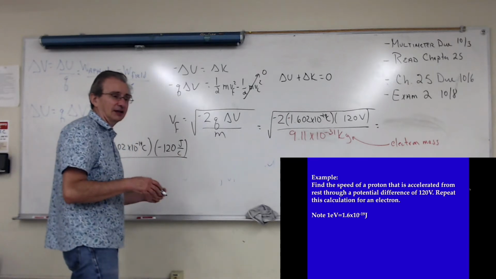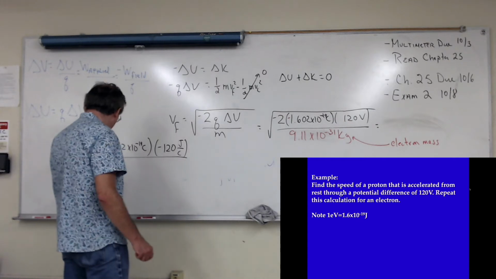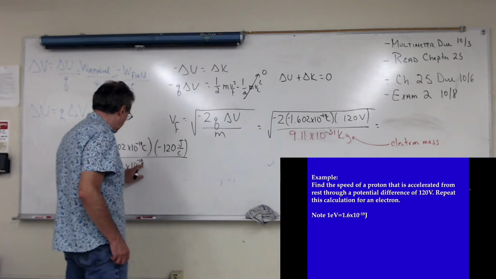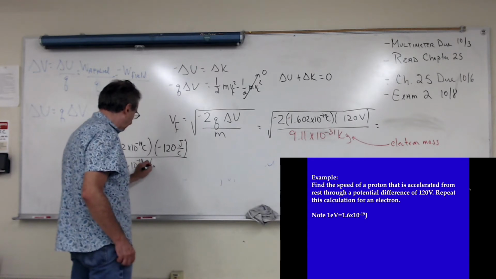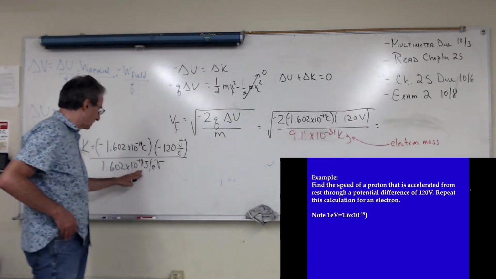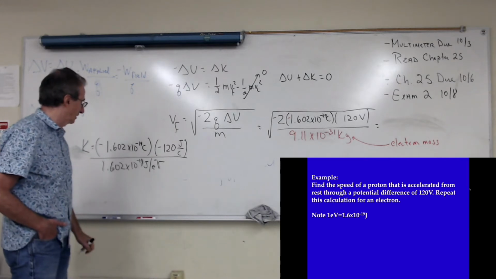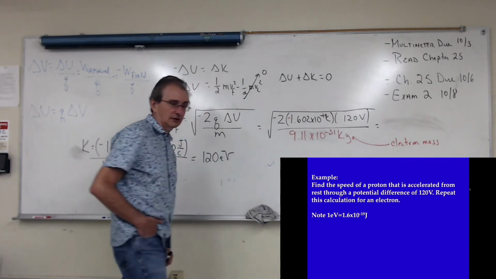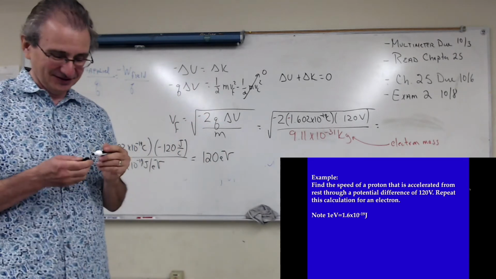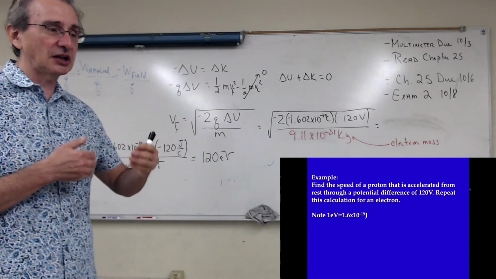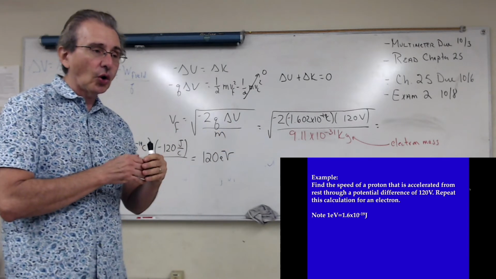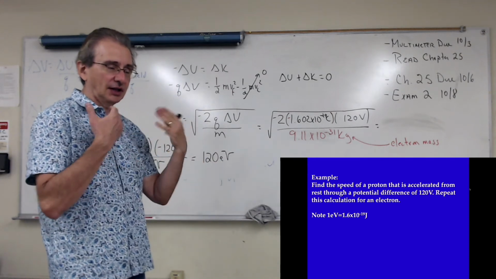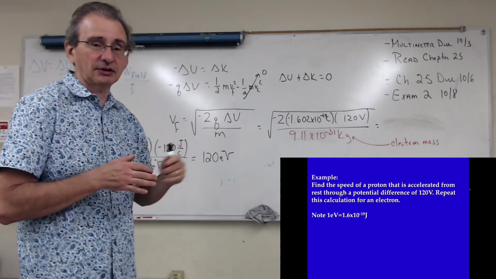1 electron volt is 1.602 times 10 to the minus 19 joules. 1.6 times 10 to the minus 19 joules is 1 electron volt. And so the kinetic energy is 120 electron volts. It's a very convenient unit. So when you accelerate a proton through 120 volts, or when you accelerate an electron through 120 volts, its kinetic energy will be 120 electron volts.